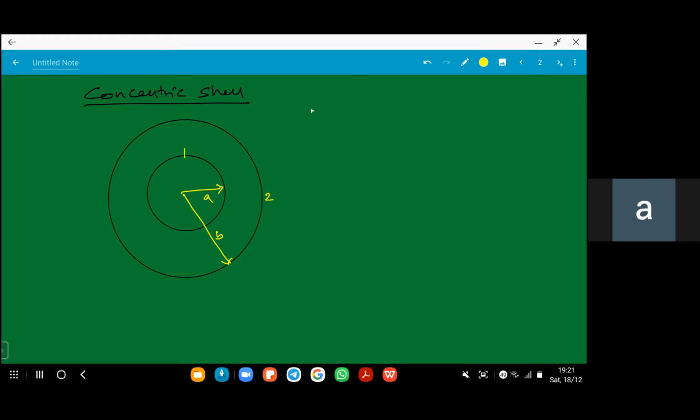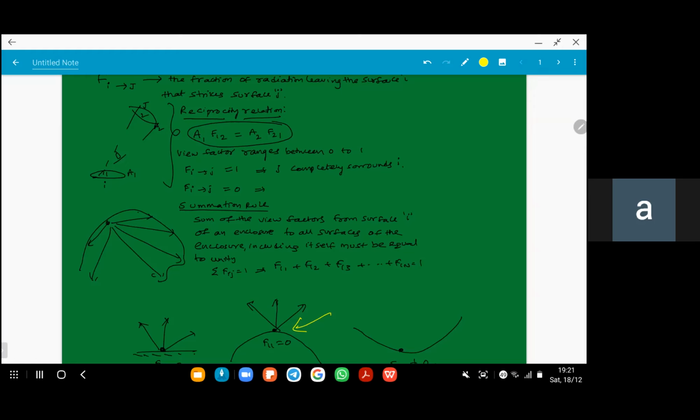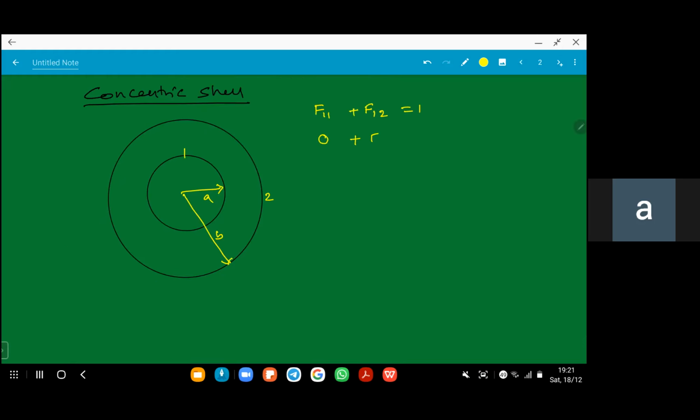Here, F11 plus F12 is 1. We already know F11 is 0, as I told you on the basis of this rule. So F12 is 1. Good. Now use reciprocity.